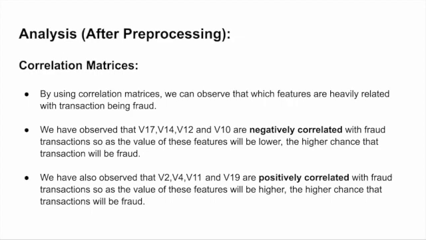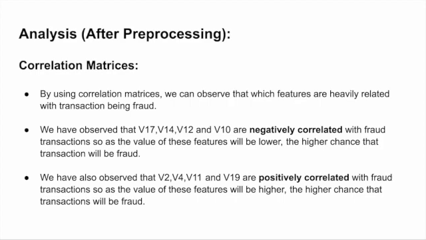After that we have done the correlation matrix. Using this we can observe which features are heavily related to the transaction being fraud or not. We have observed that there are 4 columns, namely V17, V14, V12 and V10, which are heavily negatively correlated with the fraud transaction. So we can say that the lower their value, the higher the chance that the transaction will be fraud.